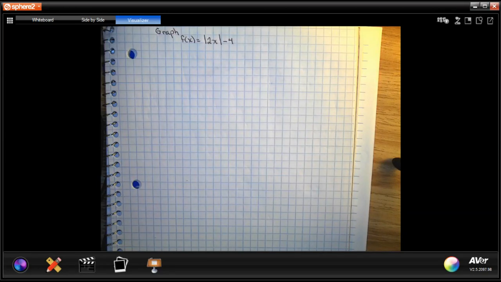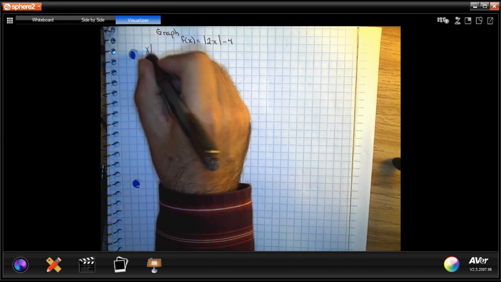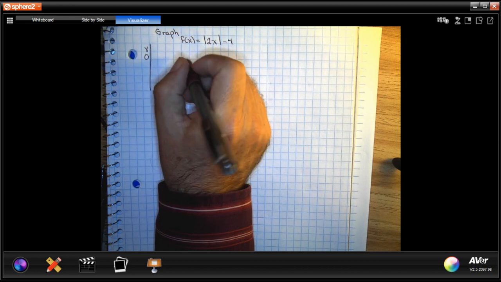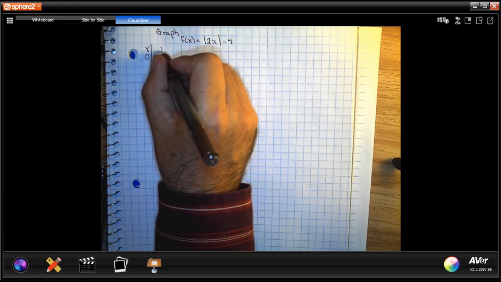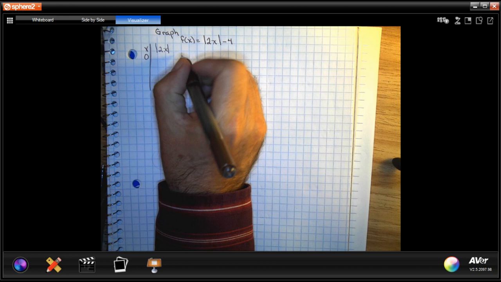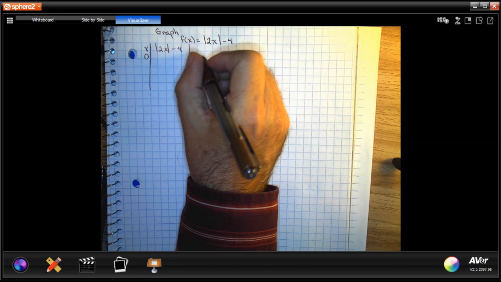To explore the effects on the graph of f of x equals the absolute value of 2x minus 4, the first thing we're going to do is create a table where I'm going to let x equal 0. And I'm going to determine the value of f of x.